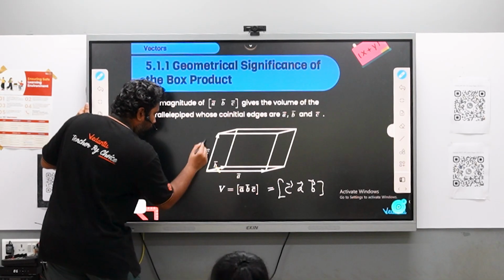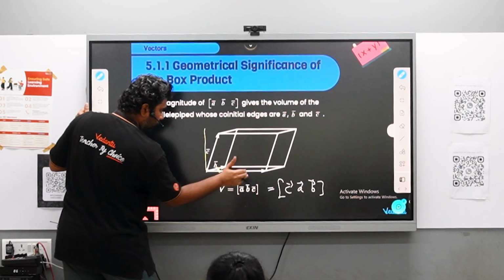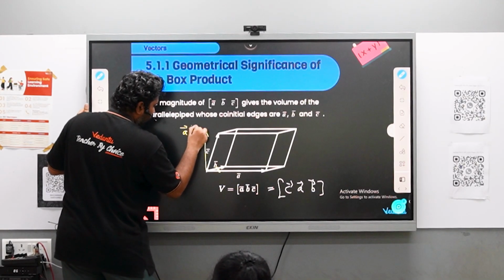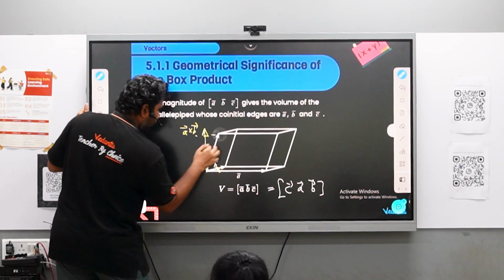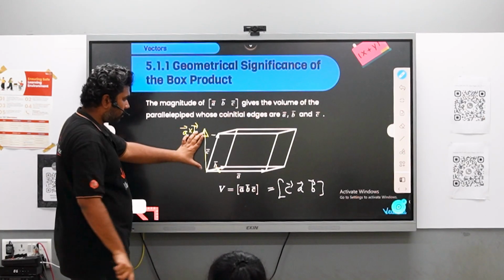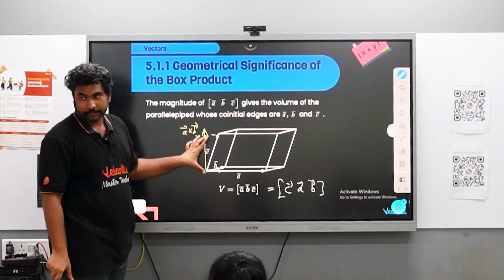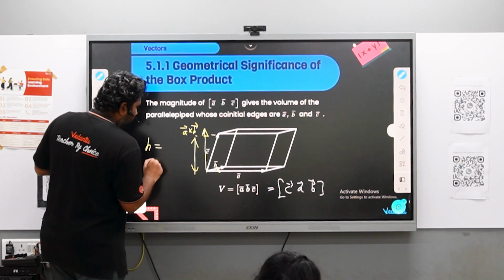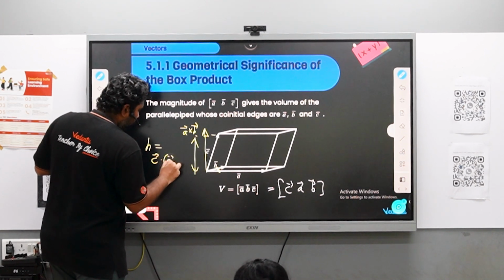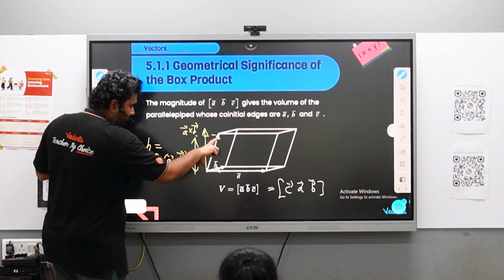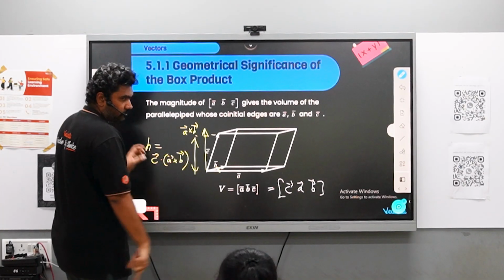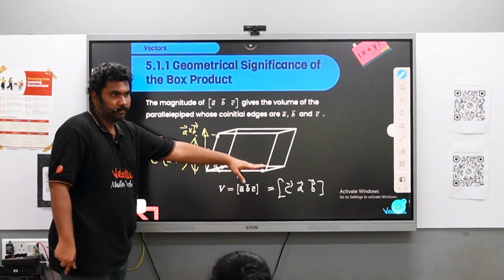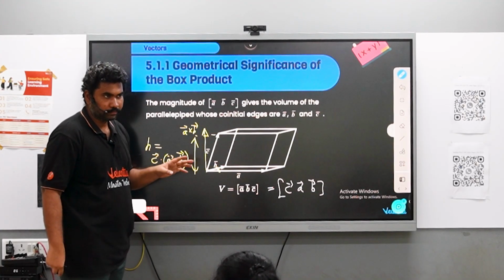When you do A cross B, this will be A cross B, and the projection of C vector over A cross B represents the height of this parallelepiped. So what is the height of the parallelepiped? H is equal to C vector dot A vector cross B vector. That is the projection of C vector over the A cross B. So height into base area gives you the volume.